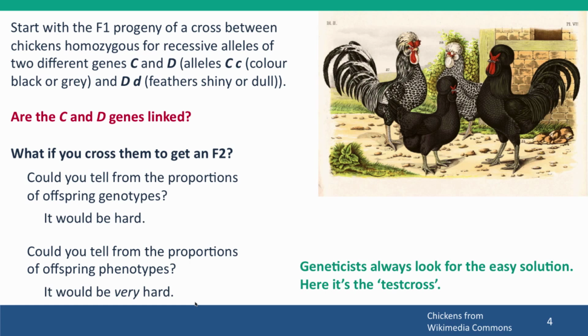Luckily, geneticists are, well, they're not intellectually lazy. Geneticists love using their brains, but they're not so keen on manual labor or using their hands. And so they're always looking for a way to solve the experiment by thinking rather than having to spend a lot of time looking after chickens. So they want the easiest way to solve the problem. And in this case, there's a technique called the test cross that makes this kind of problem very easy.